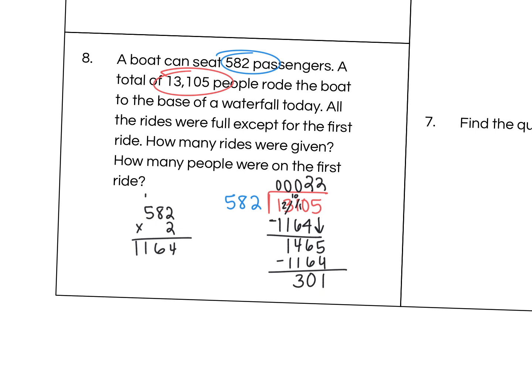That's fine. Okay, so what does my answer mean when I look at this? There were 301 people left. How many total rides had to be given, though? I can't just do 22 because I had 301 people over here off to the side. But remember, that first boat ride wasn't full. So how many total rides were given? 23 rides were given.